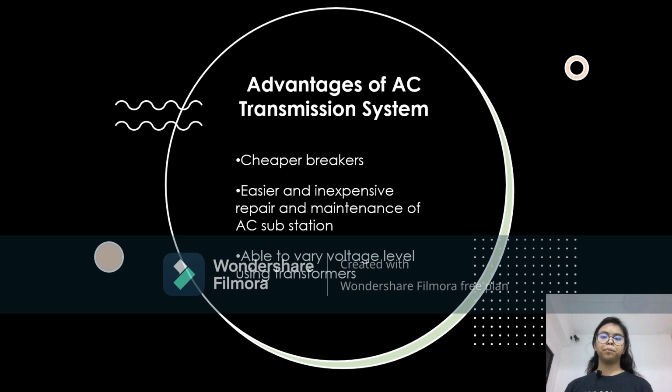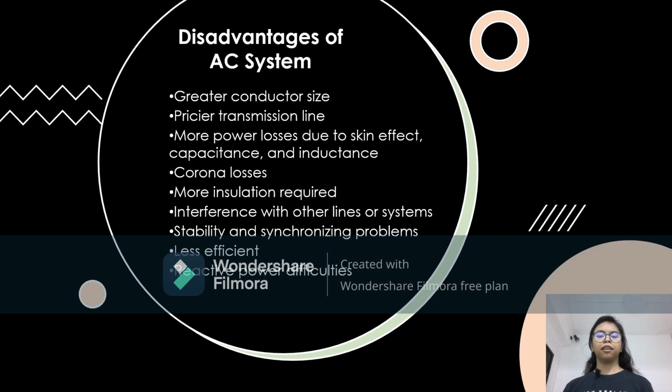AC circuit breakers are cheaper than DC breakers. The repairing and maintenance of an AC substation is easier and less expensive than a DC substation. Due to skin effect, the losses of an AC system are more. Due to the capacitance in transmission lines, a continuous power loss occurs when there is no load on the power lines or if the line is open at all. There are some additional line losses due to the inductance. Corona losses occur in an AC transmission system.